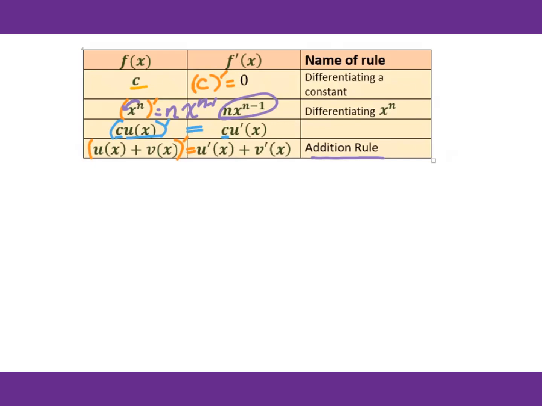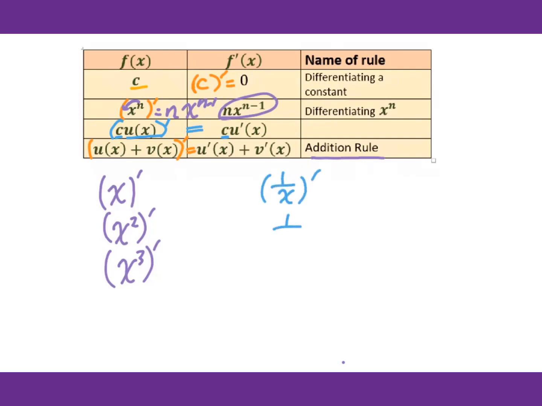Now let's look at some examples. If we have x, do the derivative; x squared, do the derivative; x third power, do the derivative. Then we have 1 over x, do the derivative; 1 over x squared, do the derivative; 1 over x third power, do the derivative.